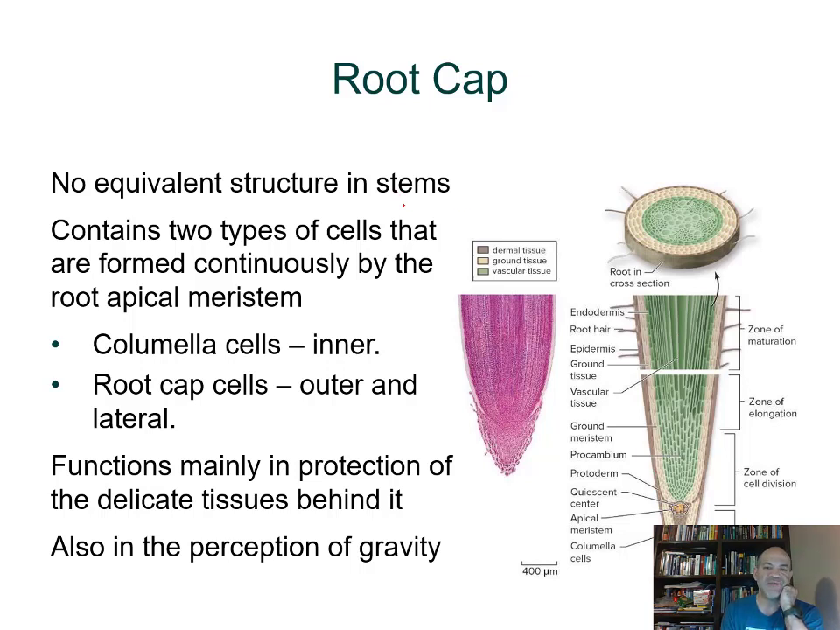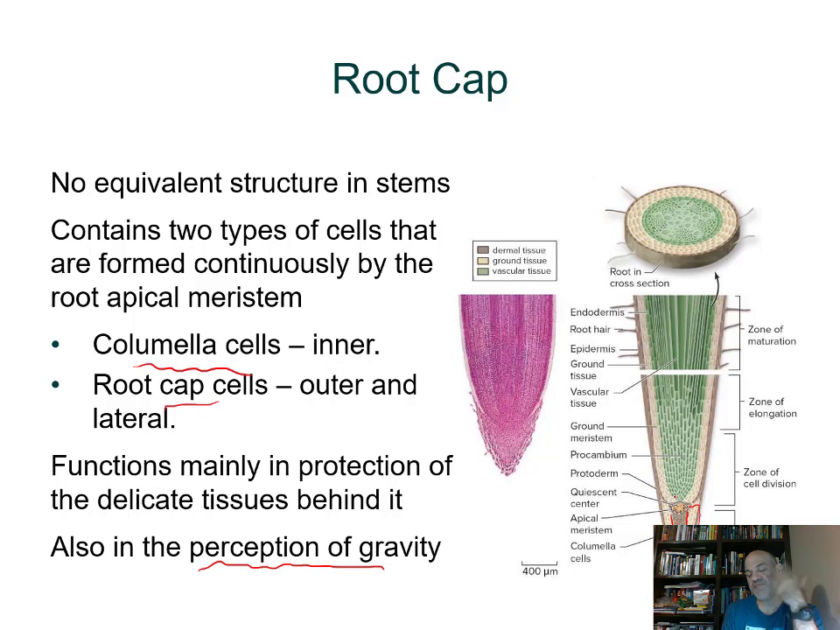So there's going to be 2 kinds of cells that are produced when meristem cells grow and then move downward there. There's going to be the columella cells, which are the inner ones, and those are shaded in brown here. Okay, and those are going to function in the perception of gravity. And then you're going to have the root cap cells. And those root cap cells, they're the ones on the outside here.